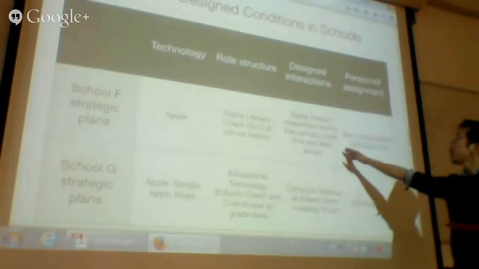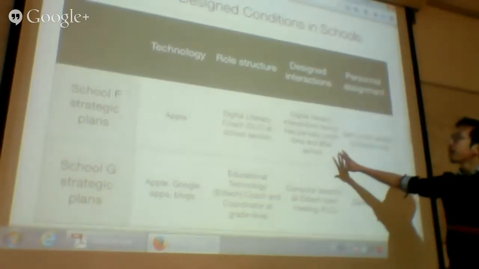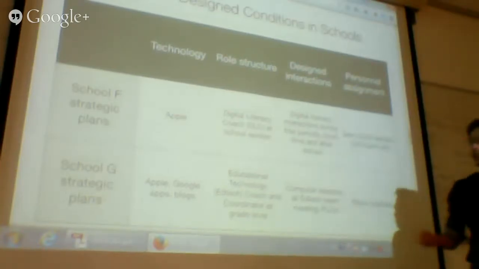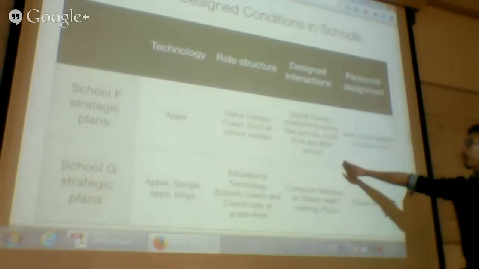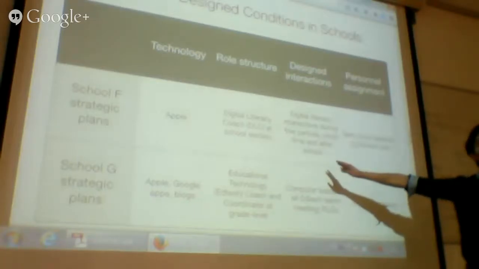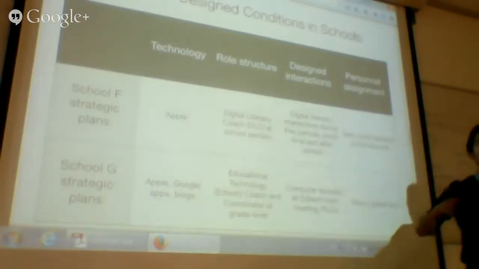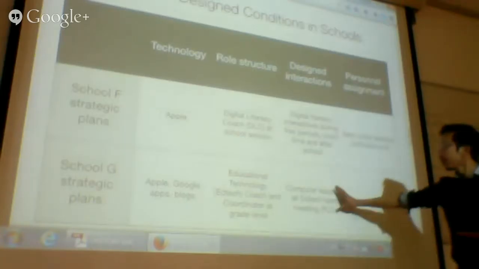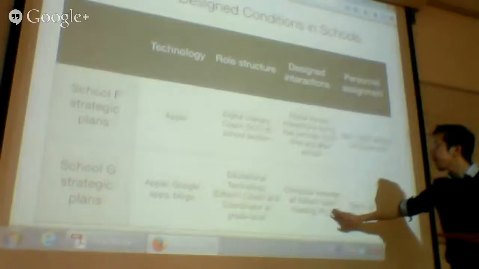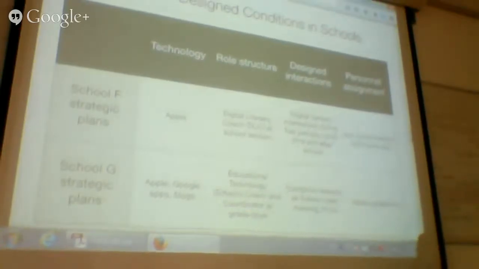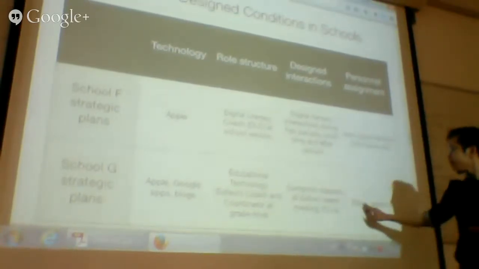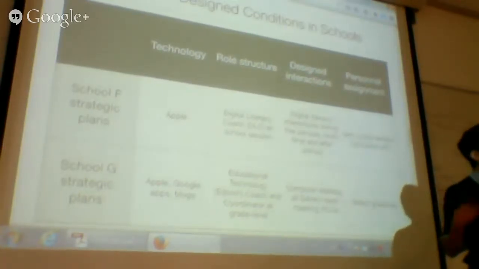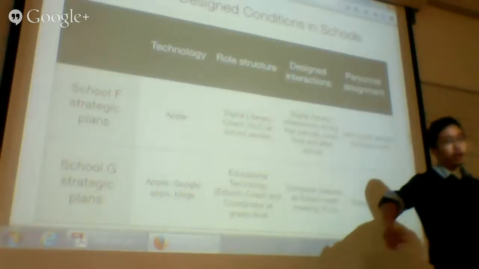And what we see is that School F and School G are de-emphasizing computer lessons. As part of our strategic plans, School F got rid of computer lessons, so they actually no longer have any formal compulsory time to engage students. In contrast, School G is reducing computer lessons. So Steve still has to teach students, but he only has to teach 1 class a day, and then he has a lot of discretionary time.